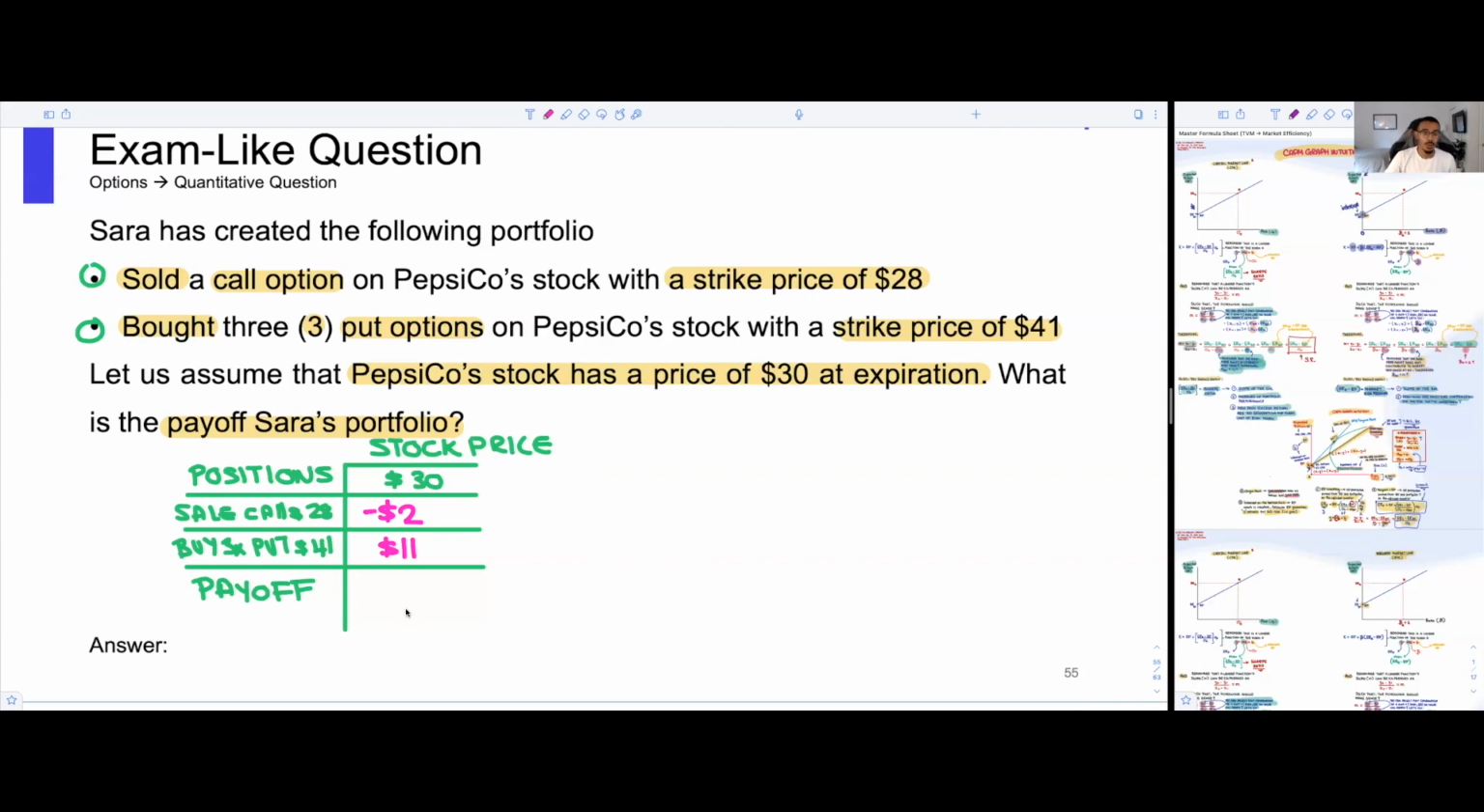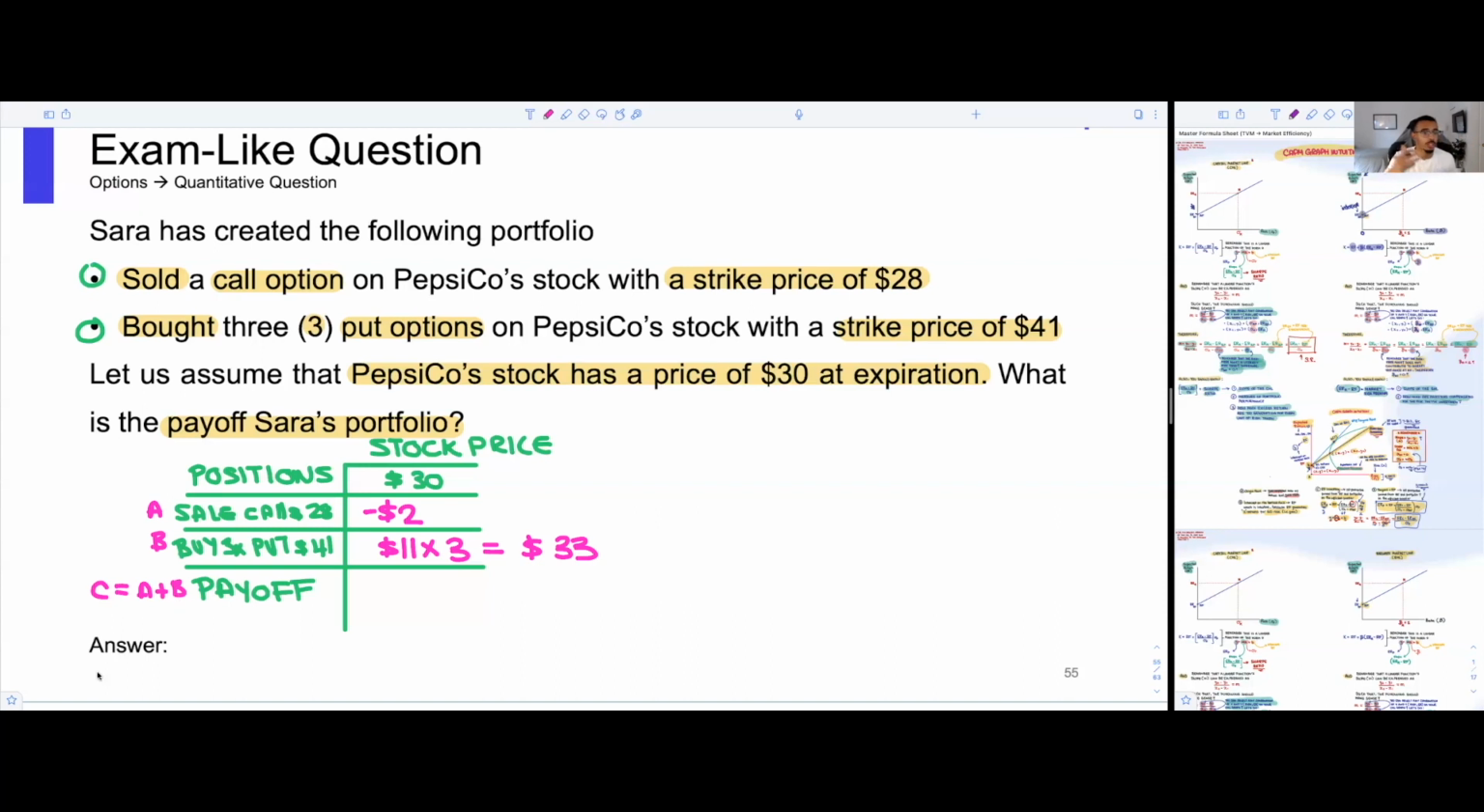And notice that you bought 3 puts. So if you bought 3 puts, that means that your total payoff for these 3 puts will be $33. That will be your total payoff, your total benefit of essentially having these put options. So in this case, if you want to find the total payoff for Sarah's portfolio, all we have to do is add A and B. And this would essentially be C. So C is equal to A plus B.